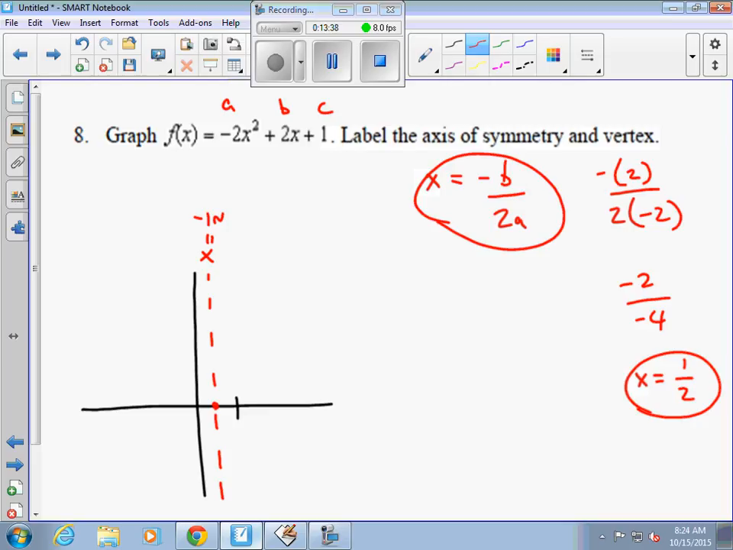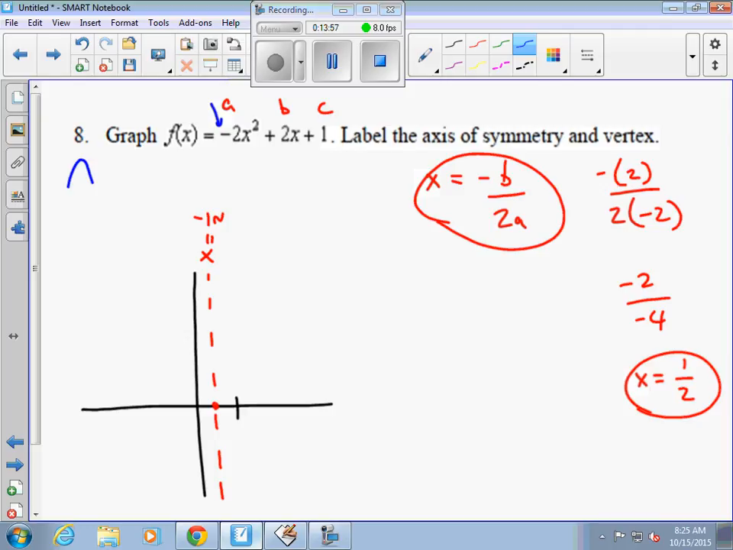From there, remember, the next thing you want to do is determine where the vertex is. We need to know if it opens up or down to determine where we put it on our picture. Remember, this negative a tells us that it's going to open down, so we're going to have a picture that looks like this. So we know our vertex is going to be at the top. It's going to be the maximum.